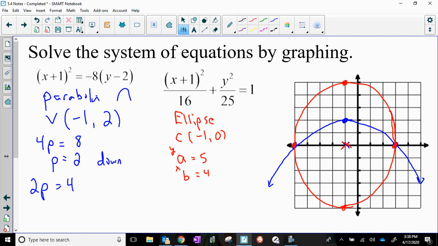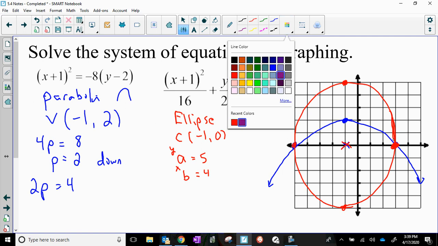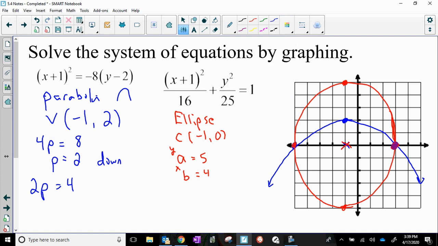And I see the points of intersection here. Those points of intersection are at (3, 0) and (-5, 0). So those are the solutions to the system of equations. Now, just like with graphing any other time we've done it before with lines, if you want to check your answer, you plug these ordered pairs back into each equation and make sure you get a true statement. In fact, you can do that with any method, not just the graphing method.